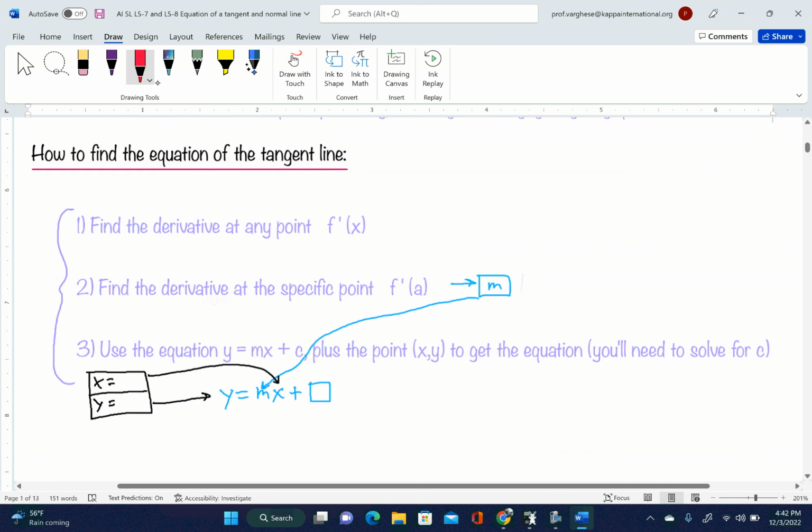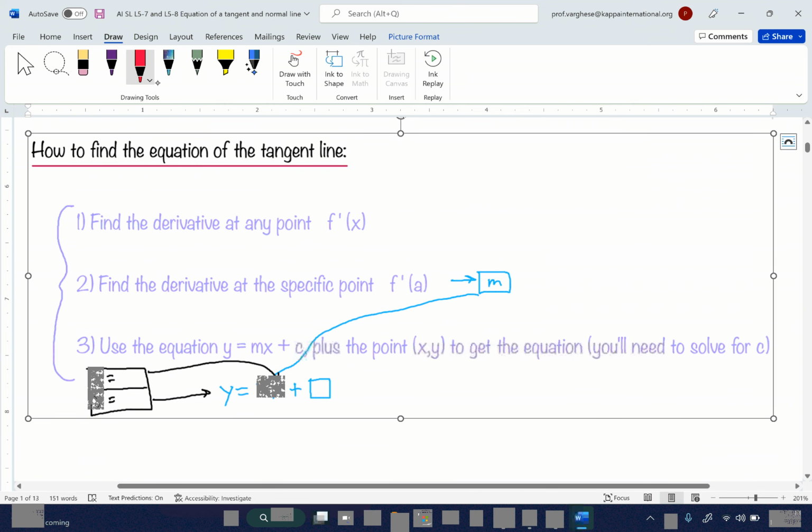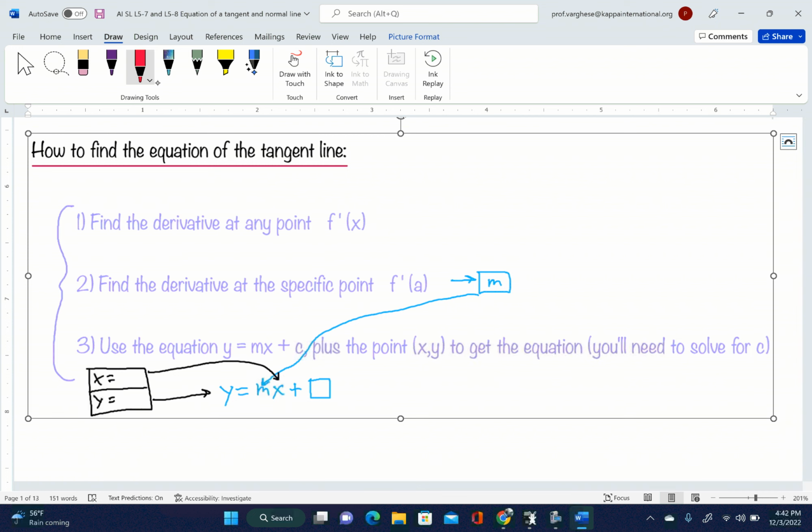So how do you find the equation of a tangent line? Here are some steps. I do have this written for you. First thing we want to do is find the derivative of the general function. That'll give us what the slope is. You take the slope and you plug it into the formula y equals mx plus c, which is the equation of a line. And then you take your x and your y and you plug it in to find out what that c is.